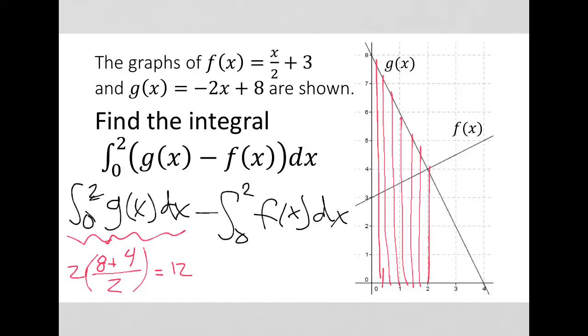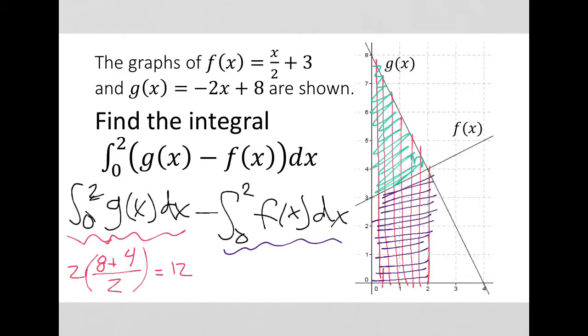Now let's subtract away this other area. Let's make it purple for the area beneath the curve of f of x between 0 and 2. Well, that's going to be this purple area right there. So if we subtract that area away, to figure out the area that's left behind, which is going to be this squiggly green triangular area in there.